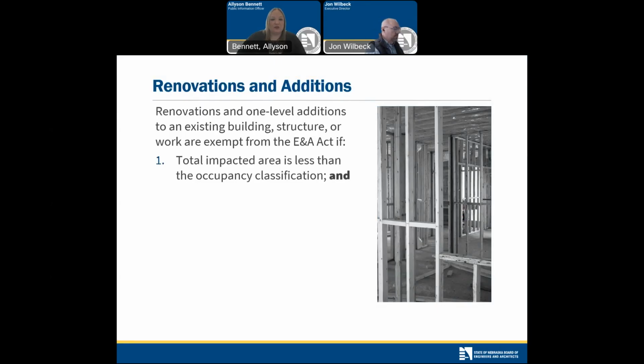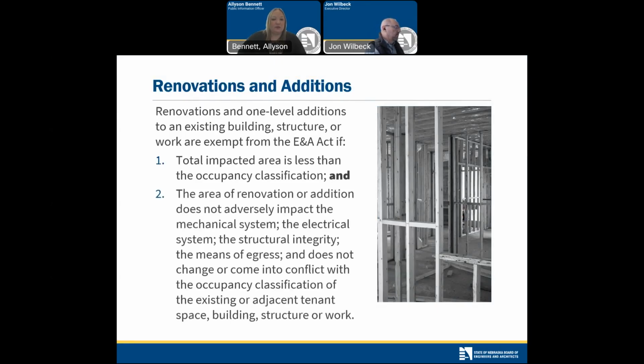So renovations and one-level additions to an existing building, structure, or work are exempt from the E&A Act if the total impacted area is less than the occupancy classification and the area of renovation or addition does not adversely impact the mechanical system, electrical system, structural integrity, means of egress, and does not come into conflict with the occupancy classification of the existing or adjacent tenant space, building, structure, or work. So we went over what this can't adversely impact. Some of those for renovations and additions include if you're moving walls or doorways, if there's an HVAC update or change, structural updates, electrical changes, or if it does change the occupancy classification.